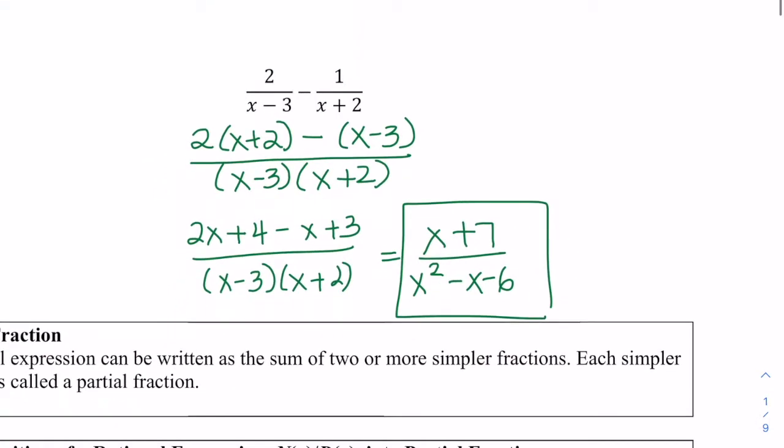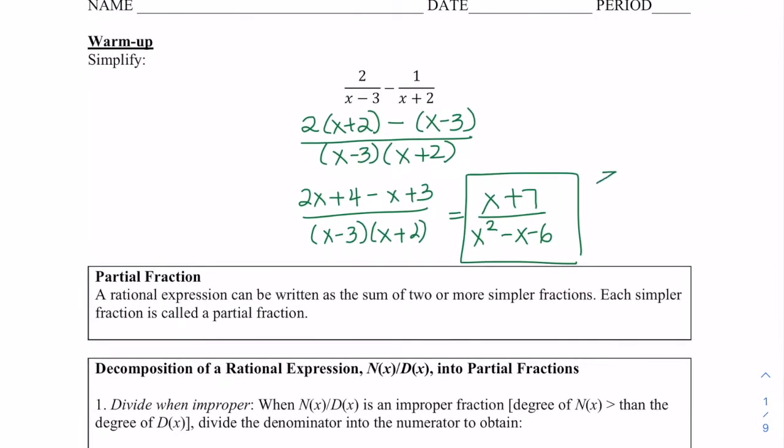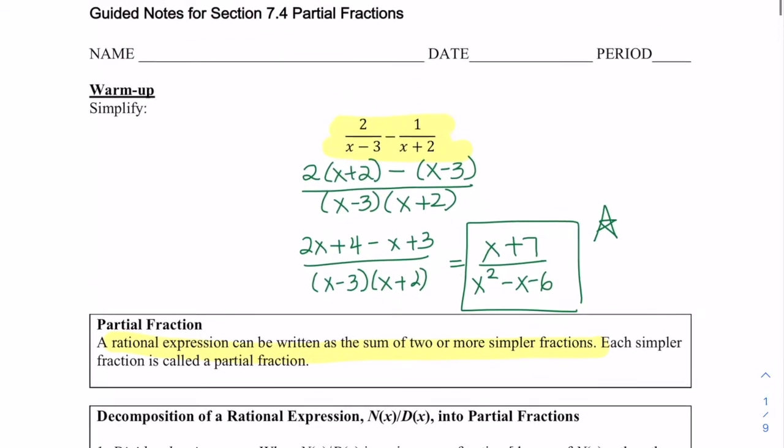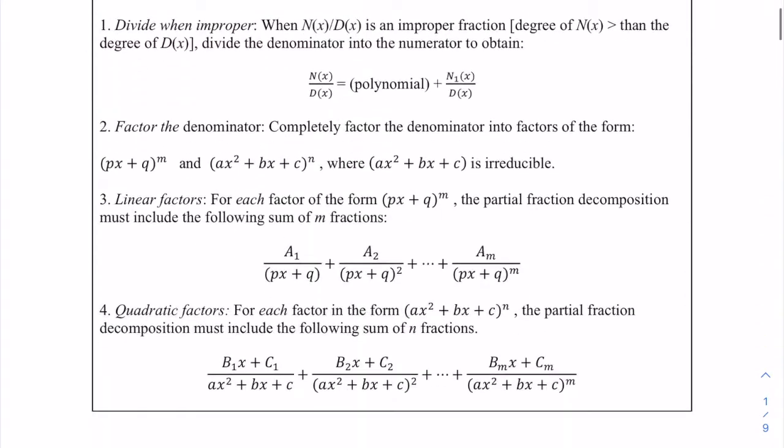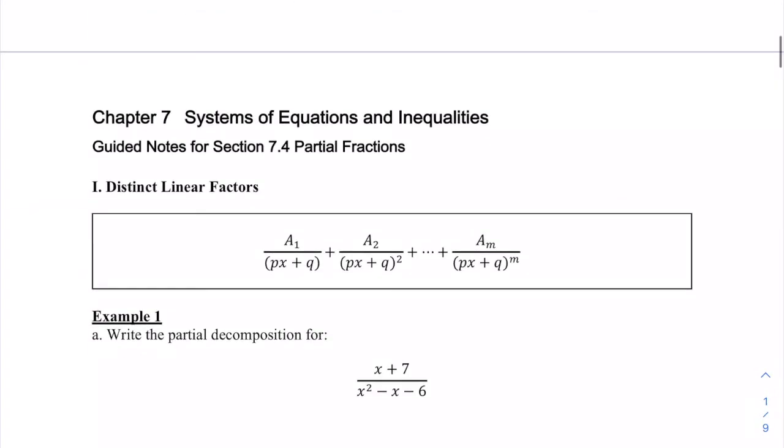So this is a rational expression right here. And the rational expression can be written as the sum of two or more simpler fractions. So what we want to do, we actually want to go backwards now, and given one of the rational expressions, we're going to write these simpler fractions. So let's look at the decomposition.